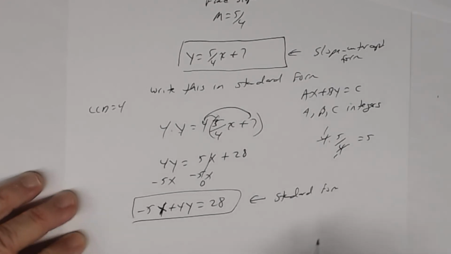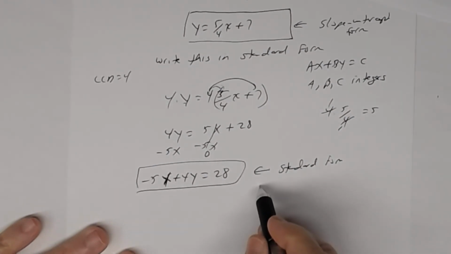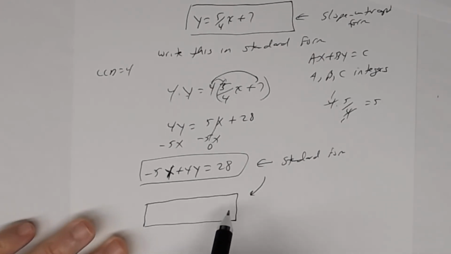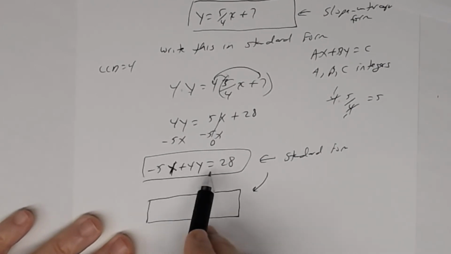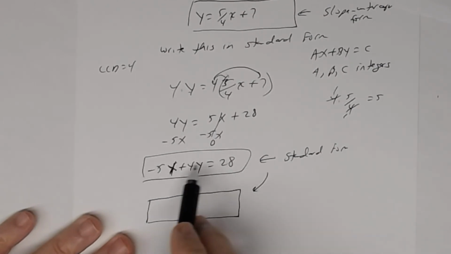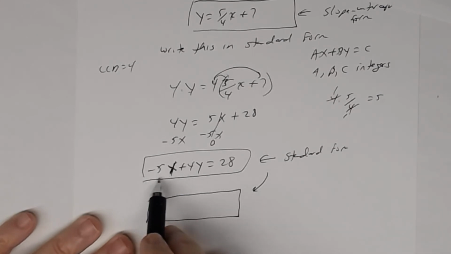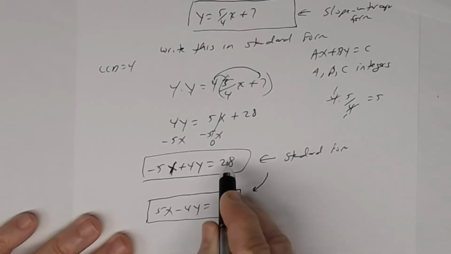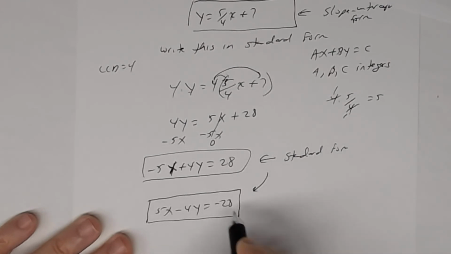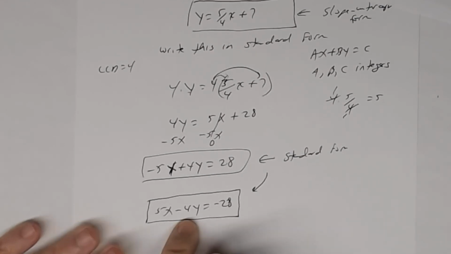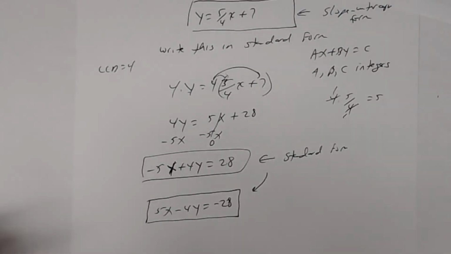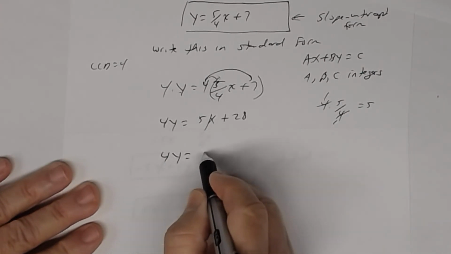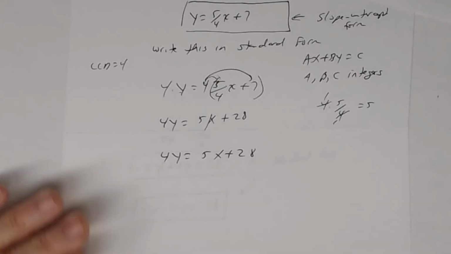Now, I asked you this in the previous problem. If someone else wrote this differently, what would be another correct answer? Another correct answer in standard form is where you multiply everything by negative 1. So the opposite of negative 5x is 5x. The opposite of 4y is negative 4y equals, and the opposite of 28 is negative 28. Now, those people that got this, this is what they did. Just to remind you, we did this before. So let me show you again.